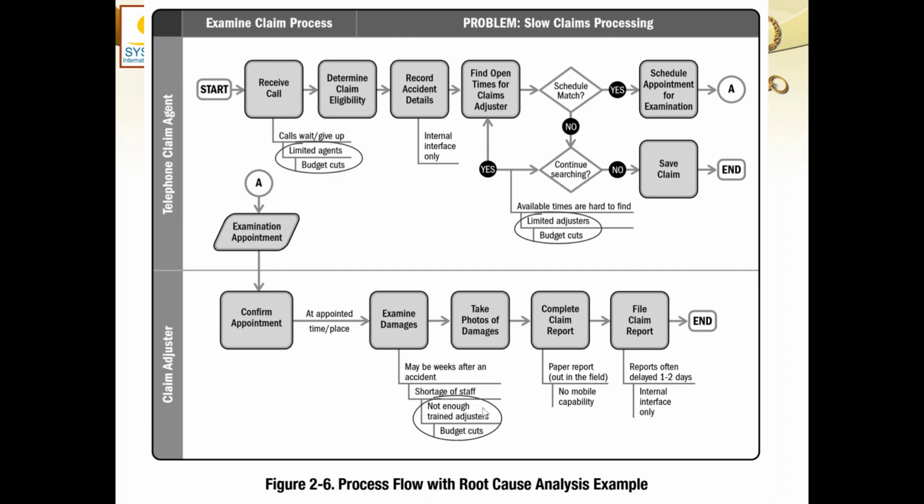Maybe the second biggest problem could be the internal interface only, which is found at two places, whereas complete claim report, no mobile capability is the smaller cause. The biggest cause is the budget cuts. So is it okay?